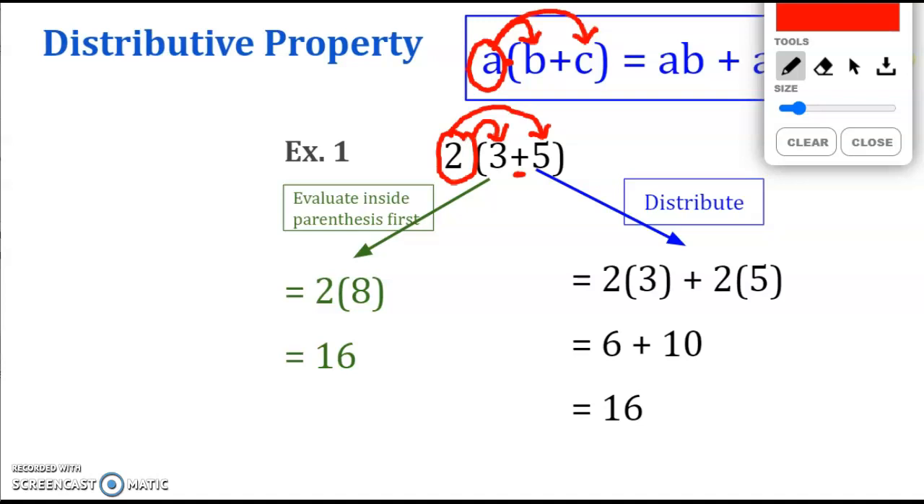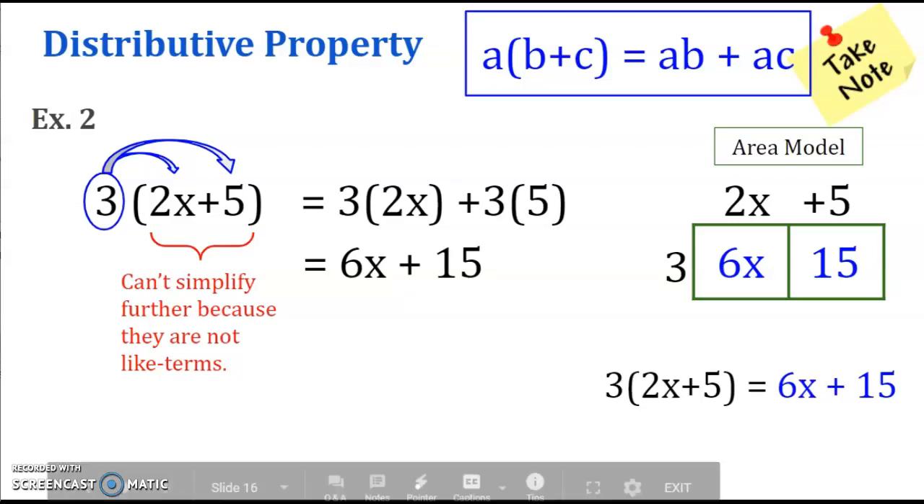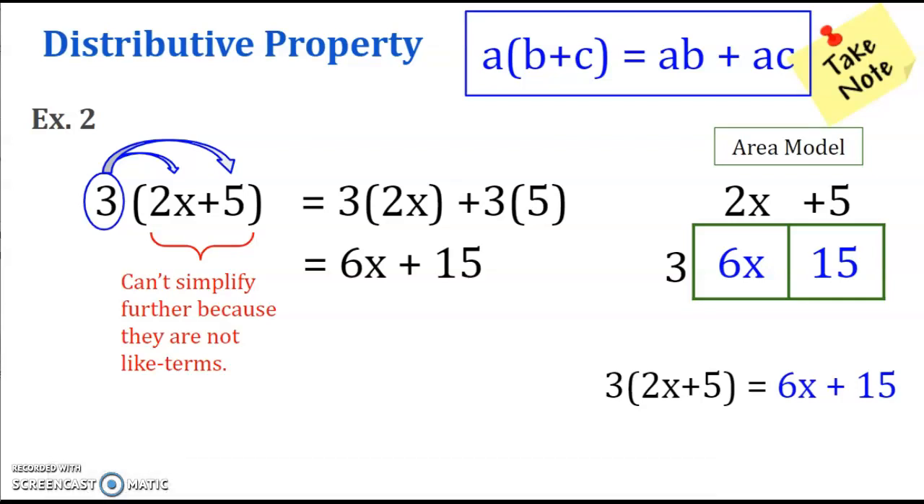And it's pretty obvious that it works when you're dealing with numbers, but it's less obvious when you're dealing with variables, okay? So in example 2, you are multiplying 3 to 2x plus 5. So again, the 3 is being distributed to 2x and also to 5. We do this because you can't simplify inside the parentheses anymore, because 2x and 5 are not like terms, unlike the previous example.